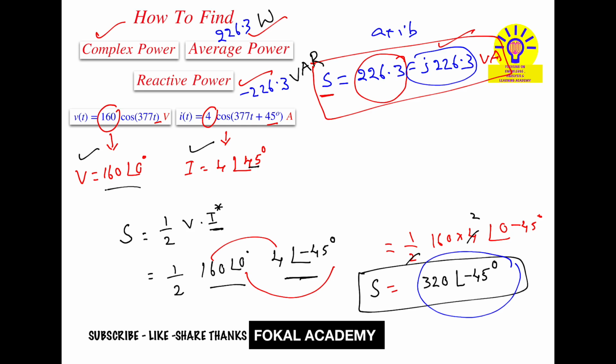So this is the process of calculating complex power, average power and reactive power whenever voltage and current signals are given. And this is the process of simplification.